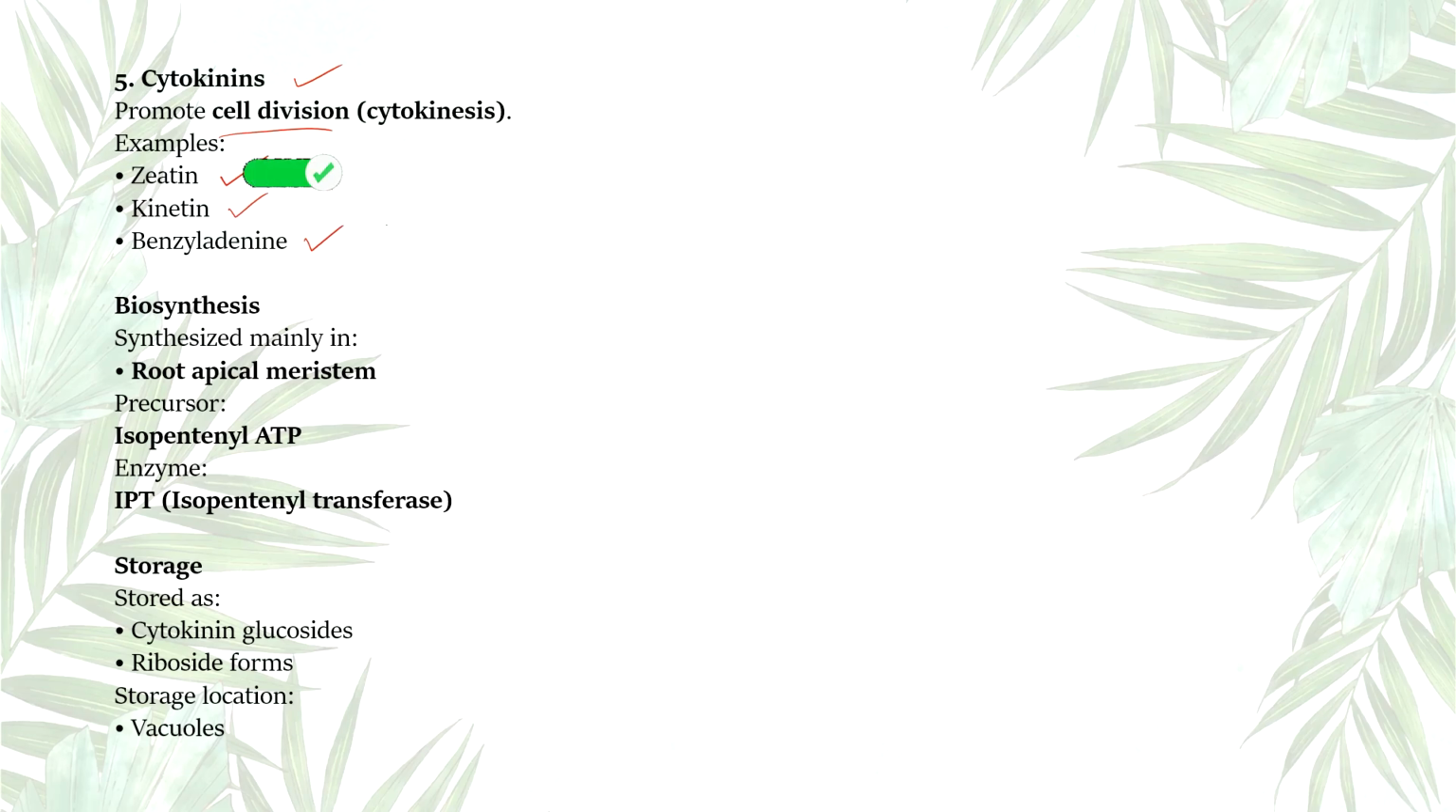The biosynthesis of cytokinins happens from the precursor molecule isopentenyl ATP. The enzyme utilized here is isopentenyl transferase. It is synthesized at the root apical meristem. One of the most common natural cytokinins is zeatin. So please remember it. Also remember one point: cytokinins are adenine derivatives. Please remember these 2 points also.